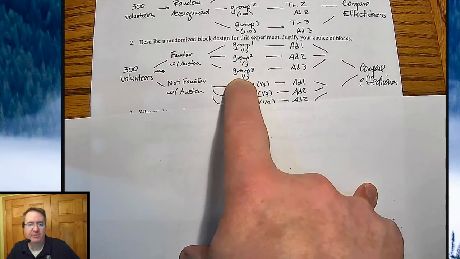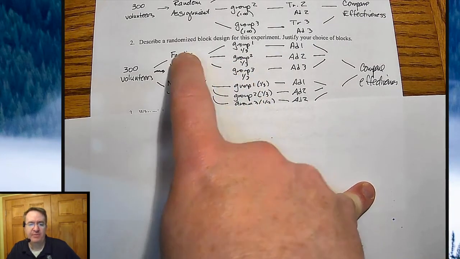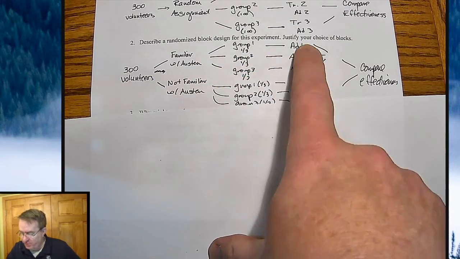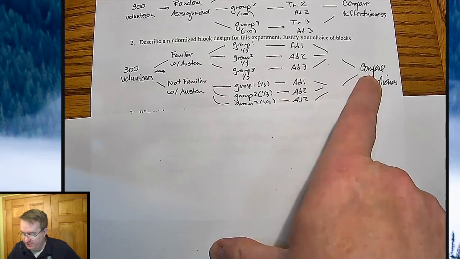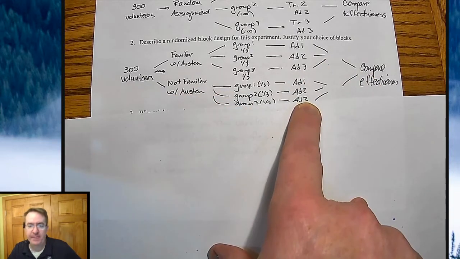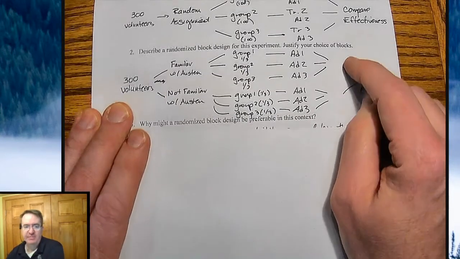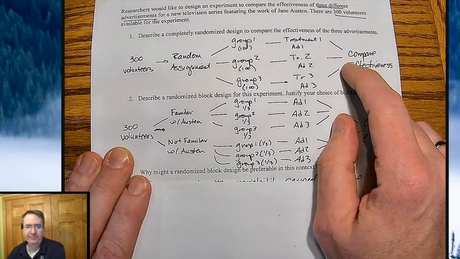Why don't we use numbers? Because we don't know how many people out of the 300 are going to be in each of these groups. So a third go into each group, they each see an ad, compare the results, same thing here. Now, the third question goes, why is this maybe more preferable to this?